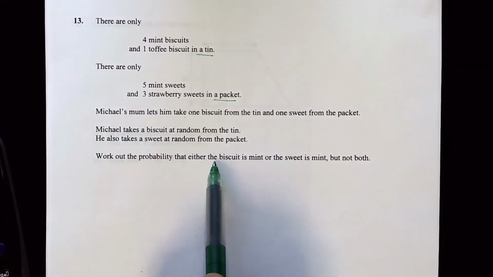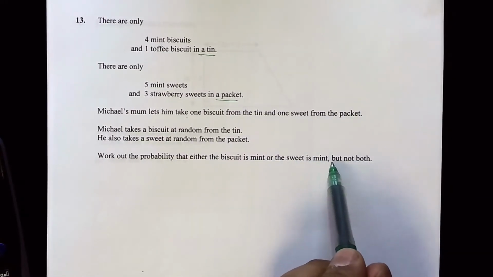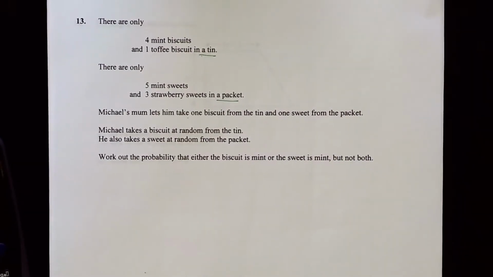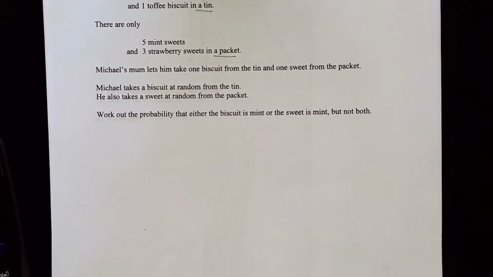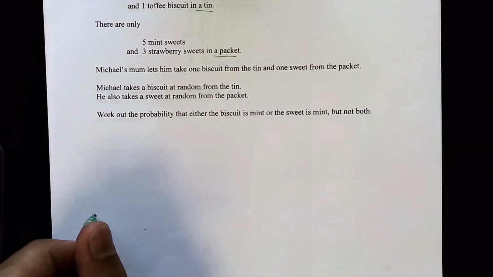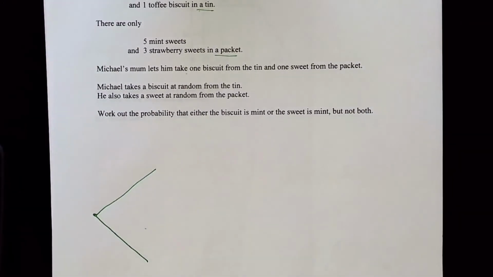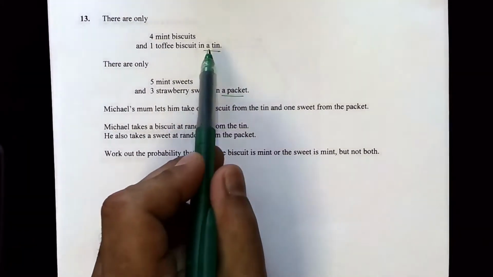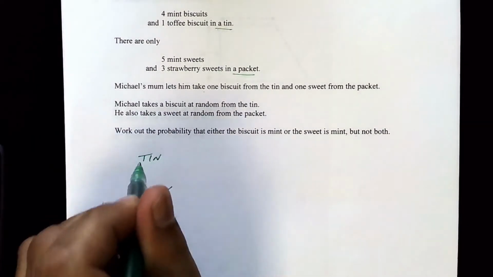Work out the probability that either the biscuit or the sweet is mint, but not both. You can't have both of them the same, but it has to be 1 of each. So for this, we need to draw a tree diagram, a probability tree. So what we're going to look at first is the tin. In the tin, so I'm going to write that's the tin of biscuits.